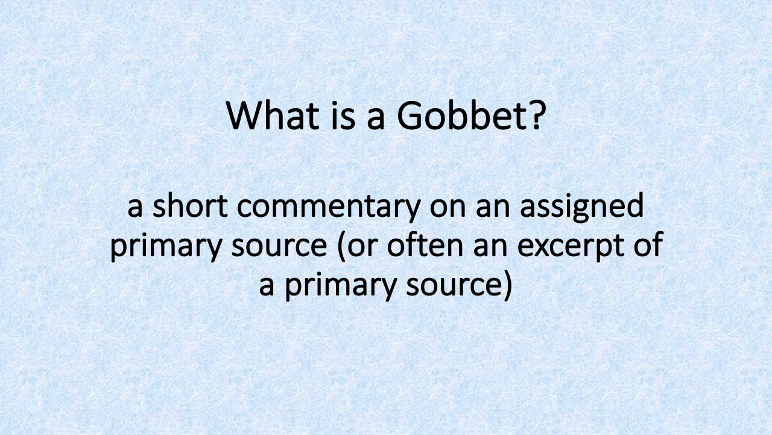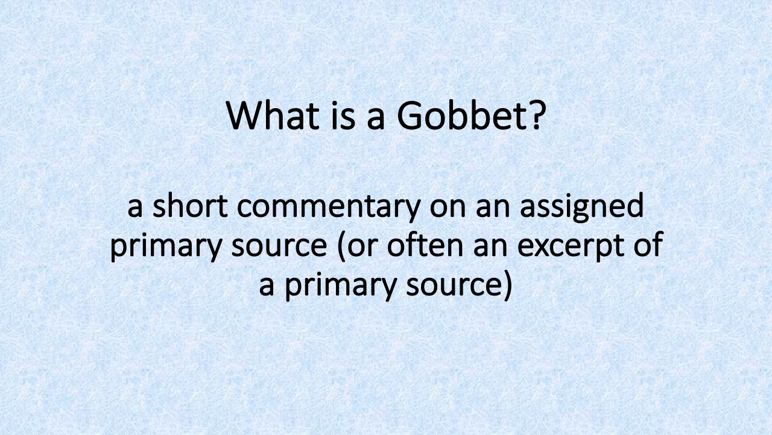So, regarding the Gobbet, it is actually highly structured in terms of its form. It can be divided into three different components. The first would be identification. The second would be description, where you're putting it into its proper context, literally describing what was going on at the time, maybe saying something about the author of the primary source excerpt.